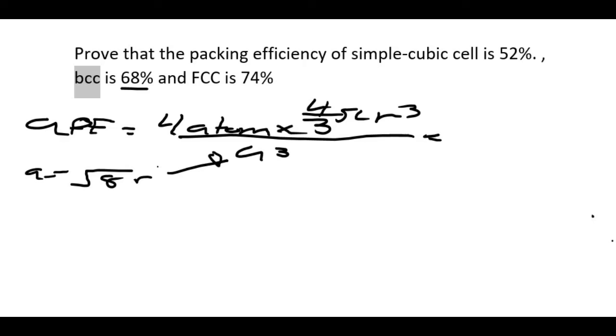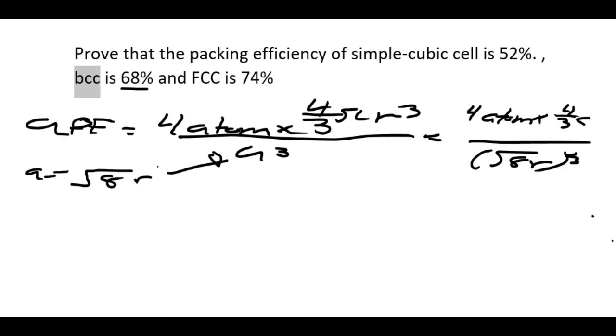So now that we have this, the equation will look like this. And then the r³ will be cancelled. So the final answer would be 74%. There you go.